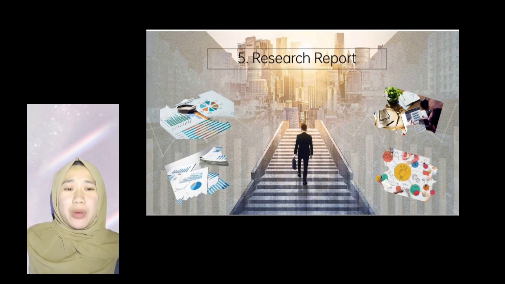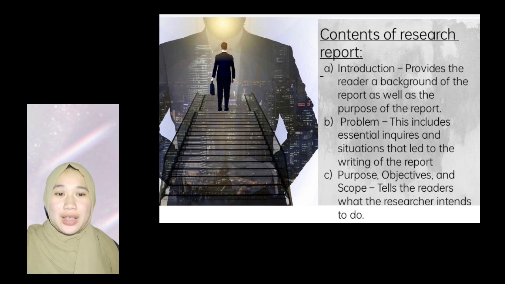So what are the primary purposes of a research report? First is to communicate the findings of a research study to others, usually in a clear and concise manner. Second, it provides an overview of the research question, methodology, results, and conclusions drawn from the investigation. So here are the 9 contents of a written report or a research report.